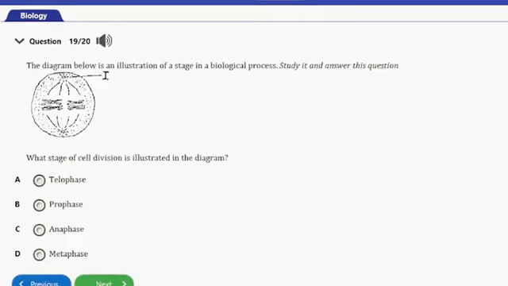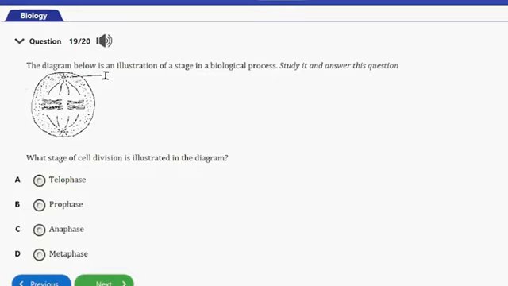So let's consider the next question. Question number 19 here. It says, the diagram below is an illustration of a stage in a biological process. Study it and answer the question. What stage of cell division is illustrated in the diagram? A, telophase, B, prophase, C, anaphase, D, metaphase. So guys, the answer to this question is option C here, anaphase.